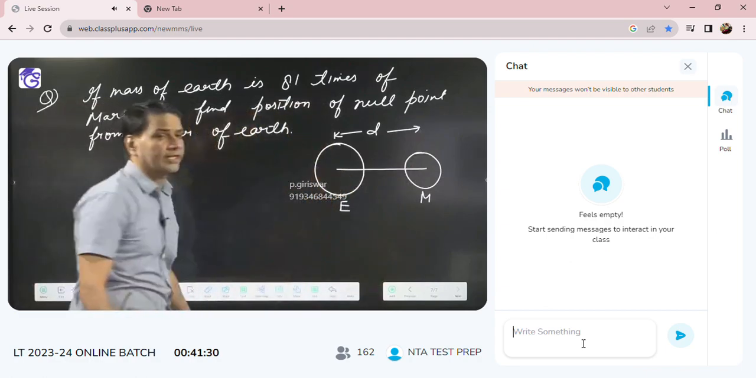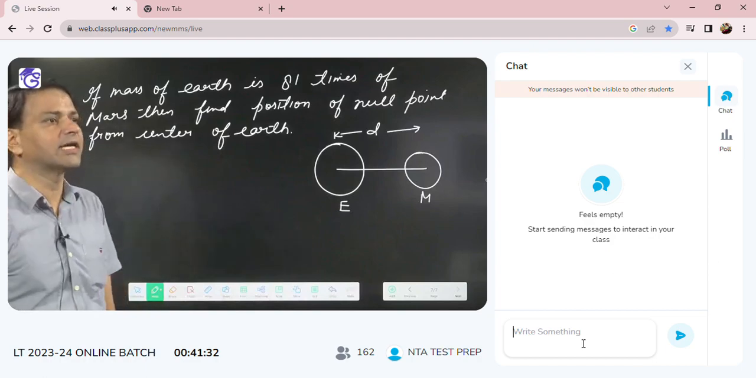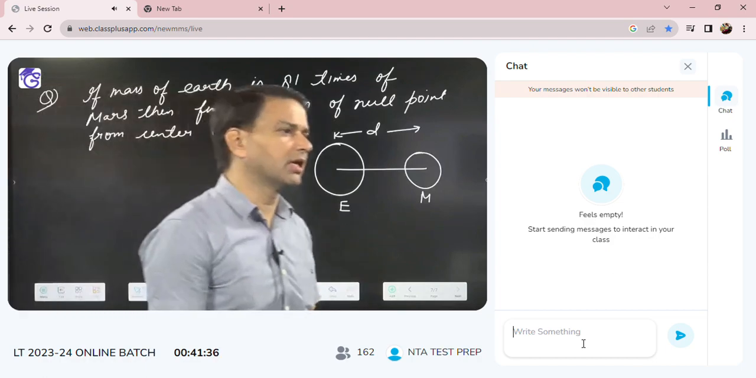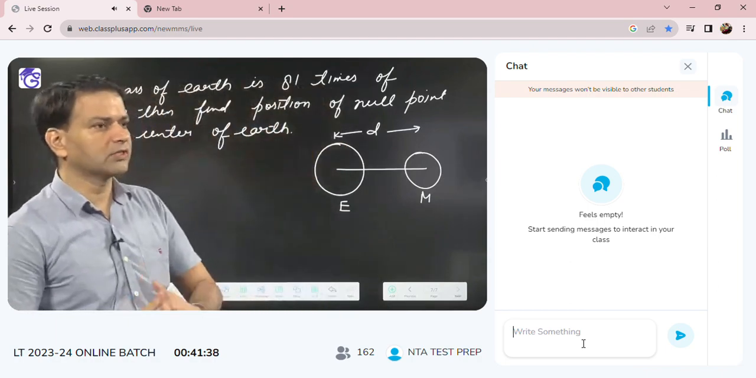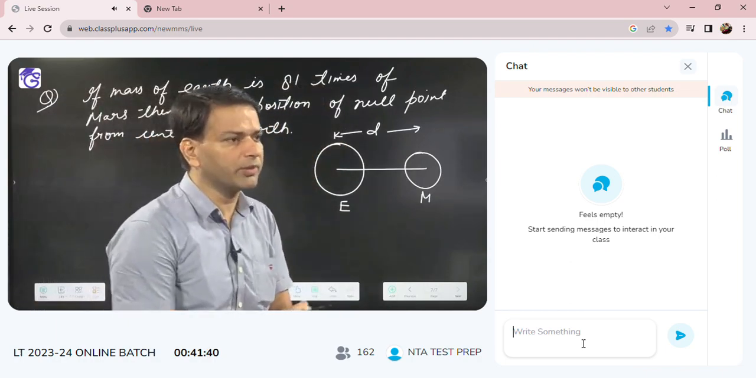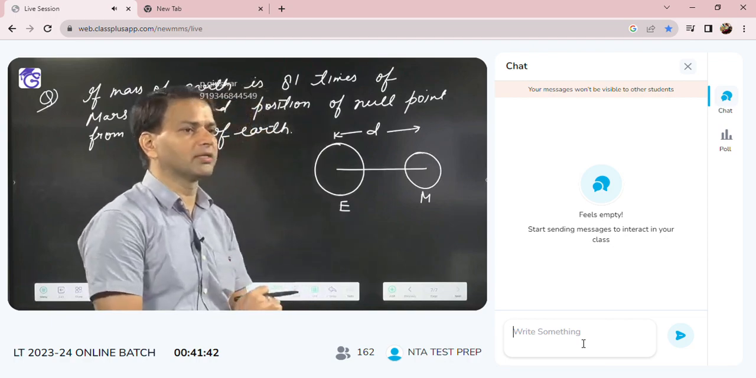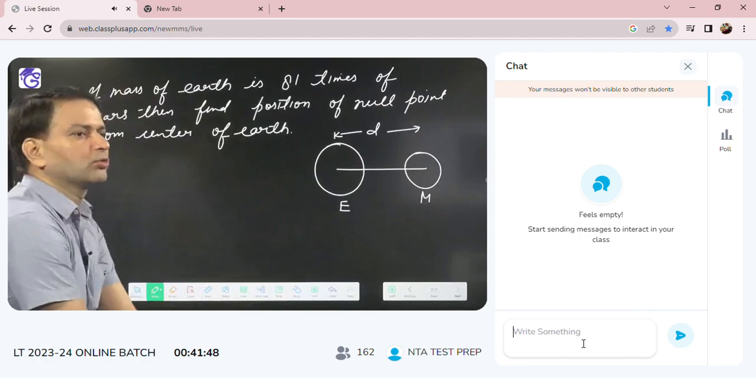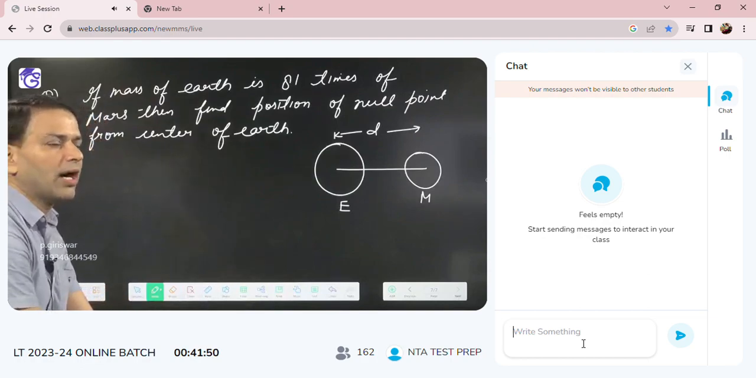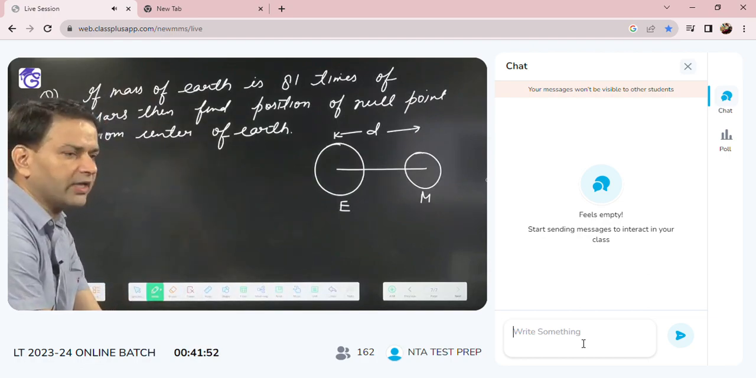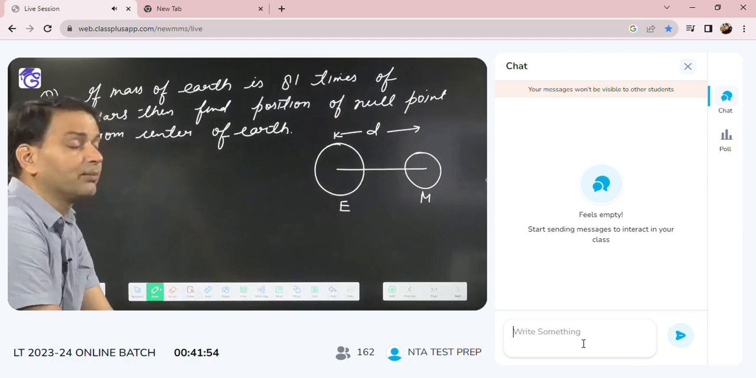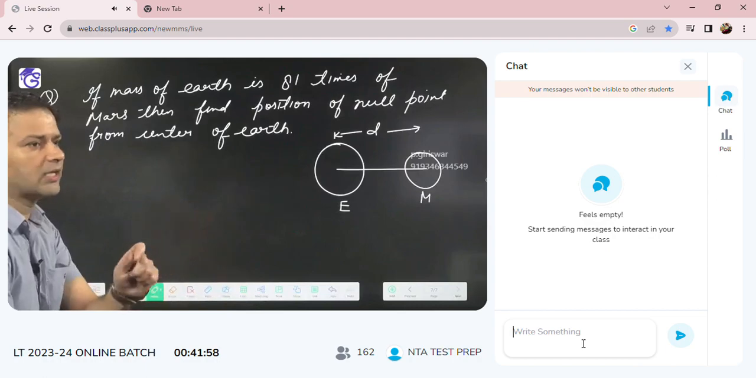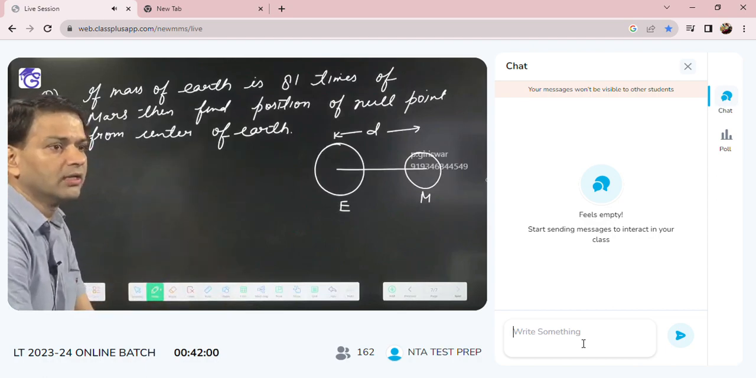So here I gave that the mass of the Earth is 81 times the mass of the Mars. Then we have to find the position of the null point from the center of the Earth. So first, who will say whether the null point will be closer to the Earth or closer to the Mars? The Earth is heavier, so the null point will be farther from the heavier mass. So it will be farther from the Earth and closer to the Mars. Okay, closer to the Mars.